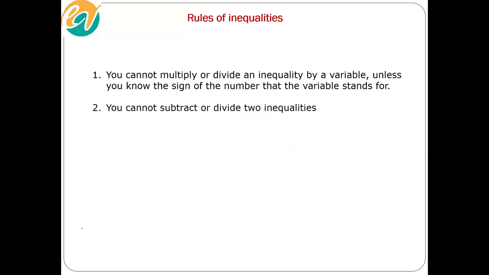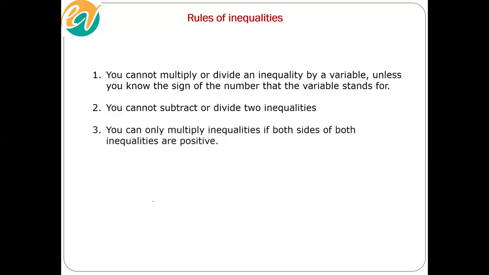As we discussed on the last slide, you cannot subtract or divide two inequalities. You can only multiply inequalities if both sides of both inequalities are positive. And this is pretty much the only golden rule that you have to remember, that you can add inequalities pointing in the same direction.